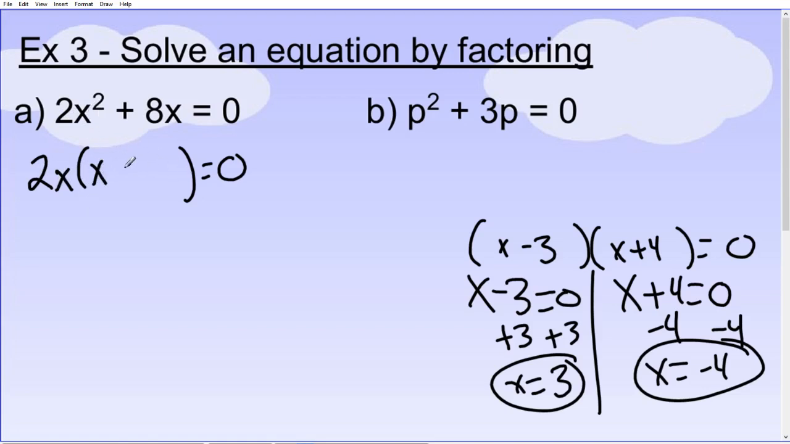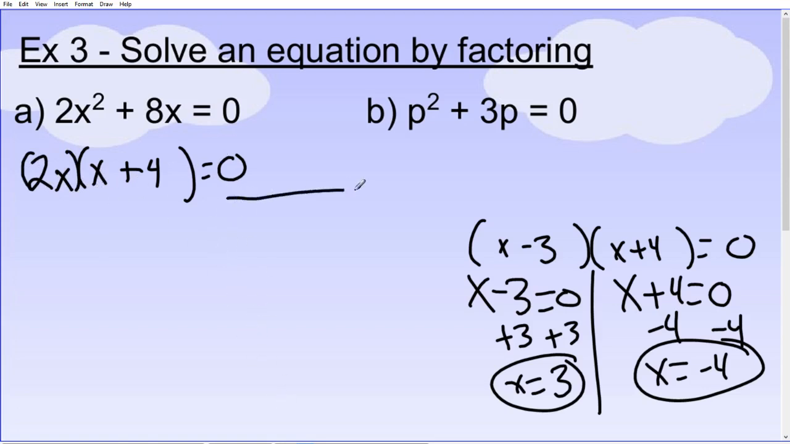Over here, when I factor out a 2x, 8 divided by 2 is 4. And then if I factor out an x, I have no x's left over because I've already factored out that x. I've pulled that x out of the parentheses. So now look what I have left over. I have 2x times x plus 4 equals 0.